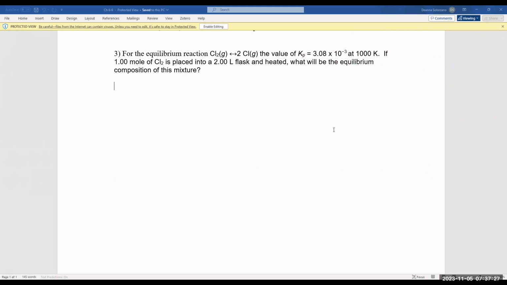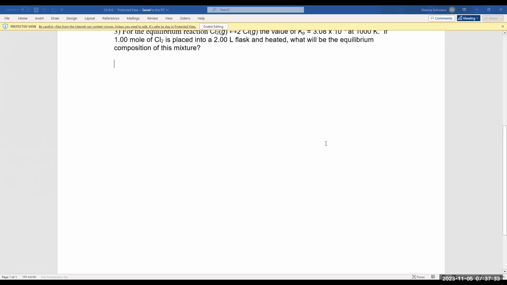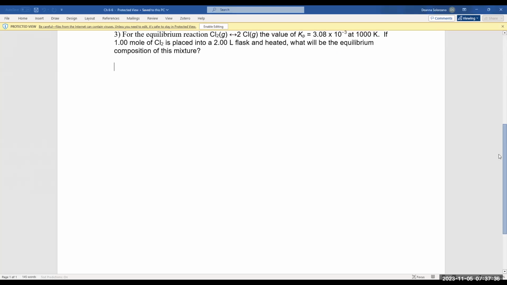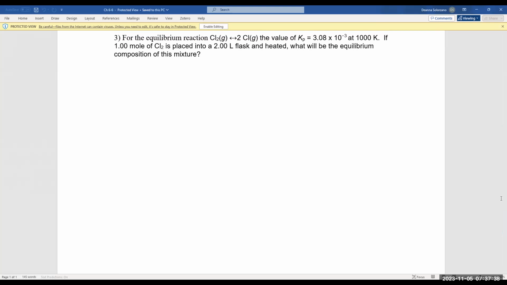Here we go. Okay. This is going to be a bit longer. Actually, quite a bit longer. So for the equilibrium reaction, we're going to start with writing that reaction out. CO2 gas, for 2, Cl gas. I'm going to do it by ice table.